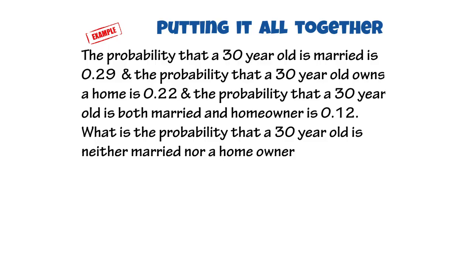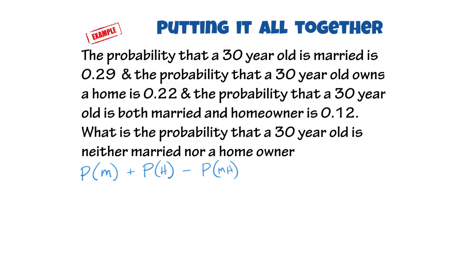Now, I guess it is worth mentioning, it says, what's the probability that a 30-year-old is neither married nor a homeowner? Okay, that's really the complement of the probability that they're one or the other. So I feel like I'm tying a lot of things into this one problem. So I'm going to go with the probability that they are married or a homeowner, minus the overlap, a married homeowner.